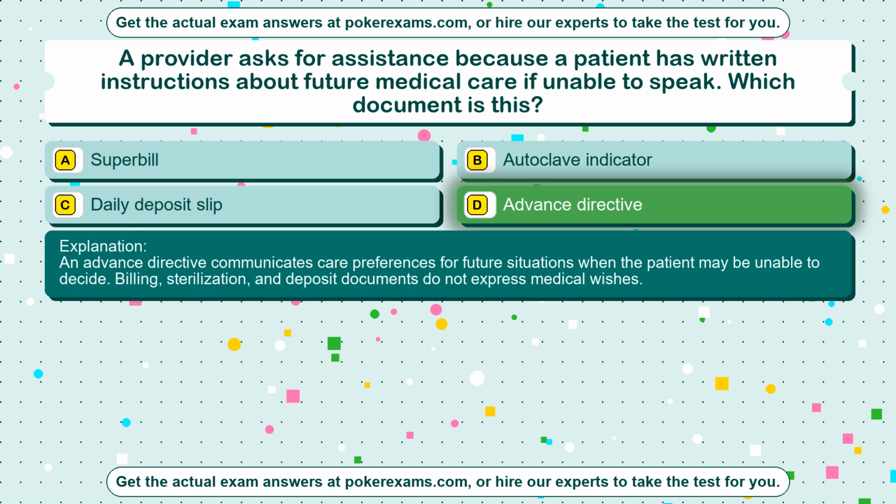An advance directive communicates care preferences for future situations when the patient may be unable to decide. Billing, sterilization, and deposit documents do not express medical wishes.